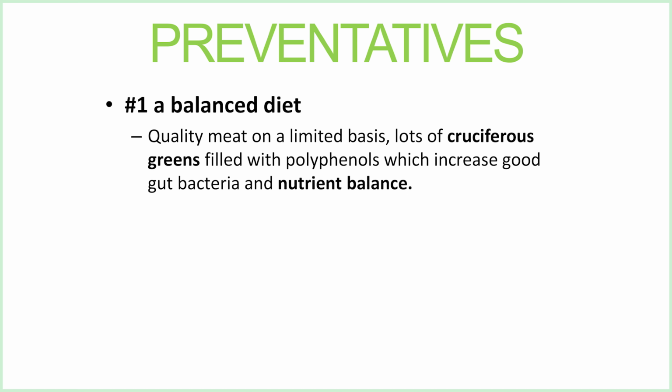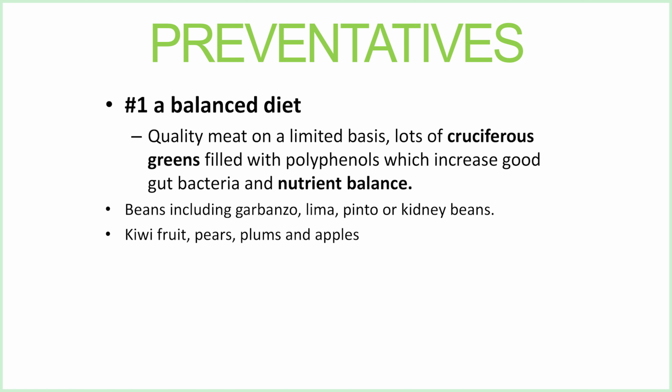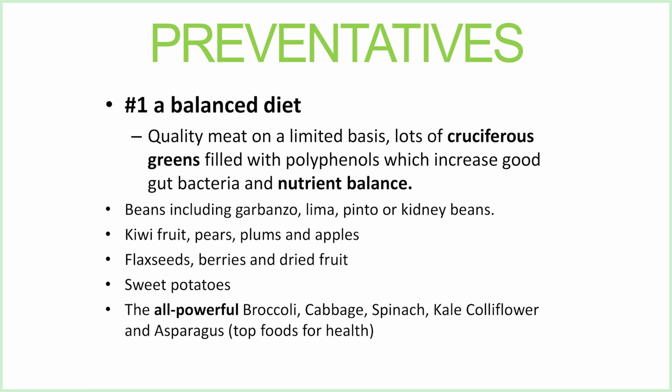Now, preventatives, well, number one, a balanced diet. Quality meat on a limited basis, lots of cruciferous greens filled with polyphenols, which increase good gut bacteria and nutrient balance in the body. Beans, including garbanzo, lima, pinto, or kidney beans. Kiwi fruit, pears, plums, and apples. Flax seeds, berries, and dried fruit. Sweet potatoes. The all-powerful broccoli, cabbage, spinach, kale, cauliflower, and asparagus. Top foods for health. And mushrooms with beta-glucans.